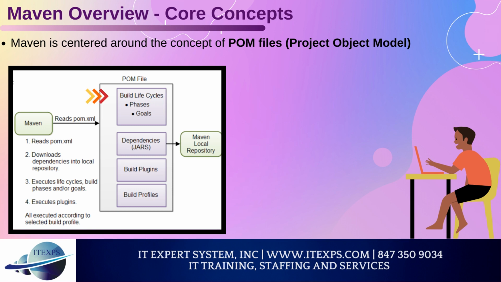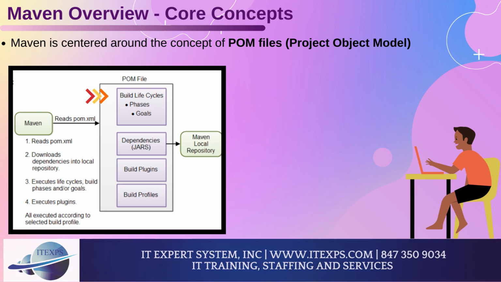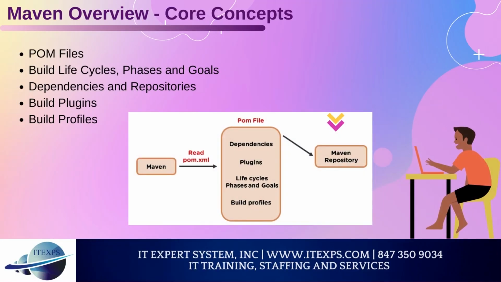Build life cycles, phases, and goals. The build process in Maven is split up into build life cycles, phases and goals. A build life cycle consists of a sequence of build phases, and each build phase consists of a sequence of goals. When you run Maven, you pass a command to Maven. This command is the name of a build life cycle, phase or goal. If a life cycle is requested to be executed, all build phases in that life cycle are executed. If a build phase is requested to be executed, all build phases before it in the predefined sequence of build phases are executed too.